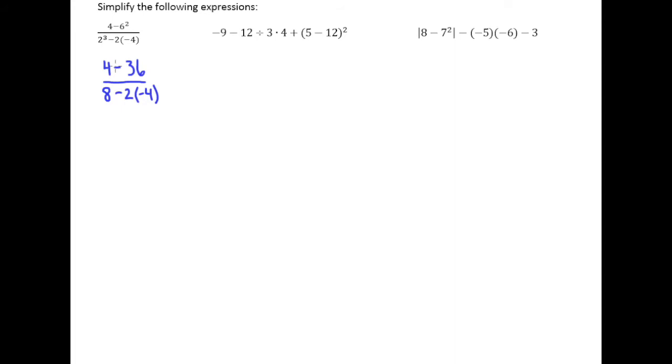Now on top we have to subtract, and what I would suggest here is that we turn this subtraction problem into an addition problem, which we can do by changing it to 4 plus negative 36. And on the bottom here, I have some multiplication to do because I have subtraction, I have multiplication. I know multiplication comes first.